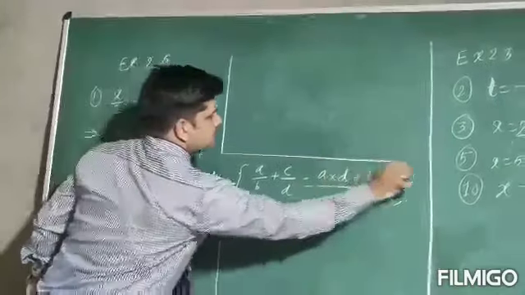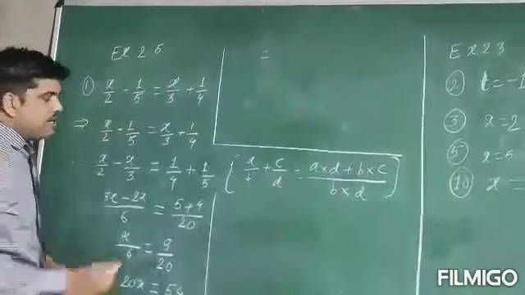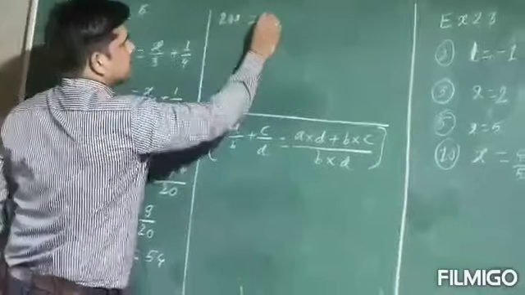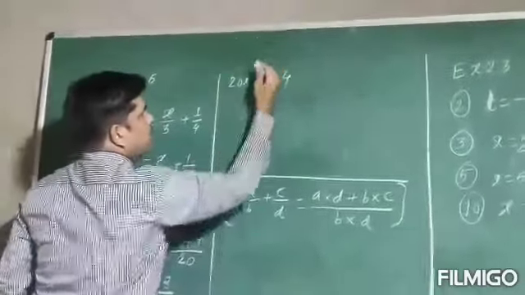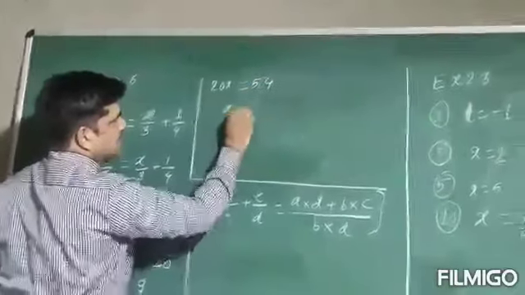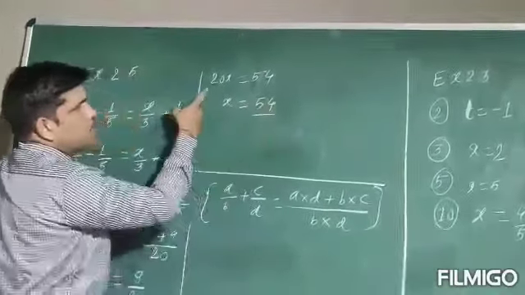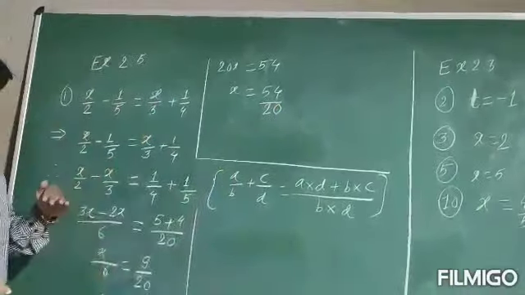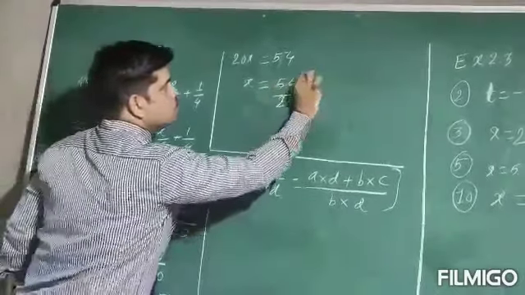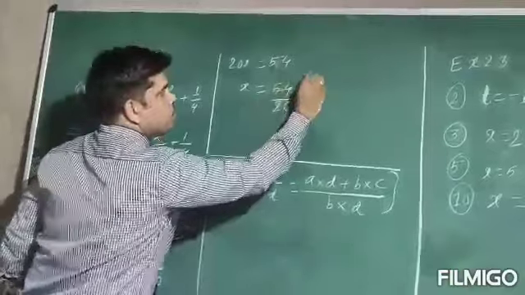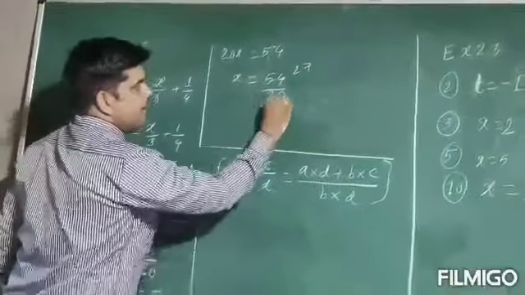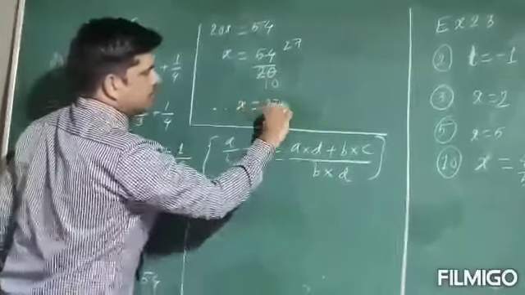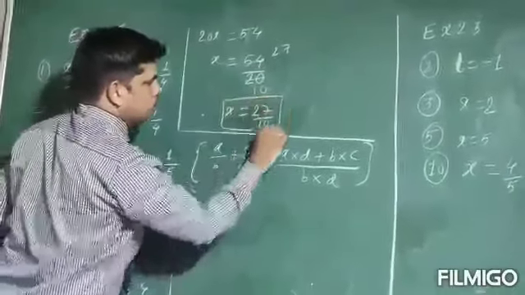So the next step is 20x, I will write here as it is, 20x is equal to 54. Now we have to find out the value of x. So x is as it is here, 54 upon 20 is multiplied here, so it will be divided on this side. On this step, can we reduce this? Yes, we can reduce. 2 twos are 4, 1 carry, 2 sevens are 14, and 2 tens are 20. So therefore the value of x is what? 27 upon 10. I hope you understood the first sum.